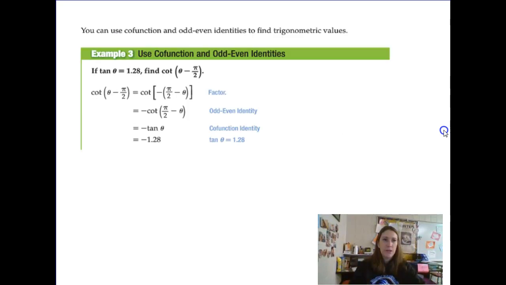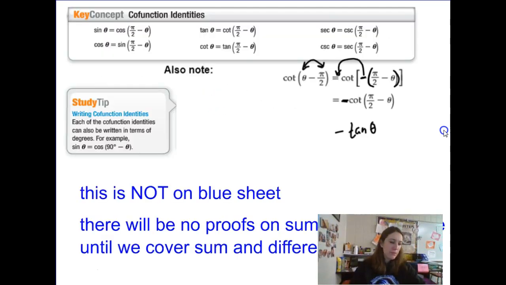So I think there's actually a problem coming up on your notes here. There's a problem on your notes. I'm going to insert a slide here.